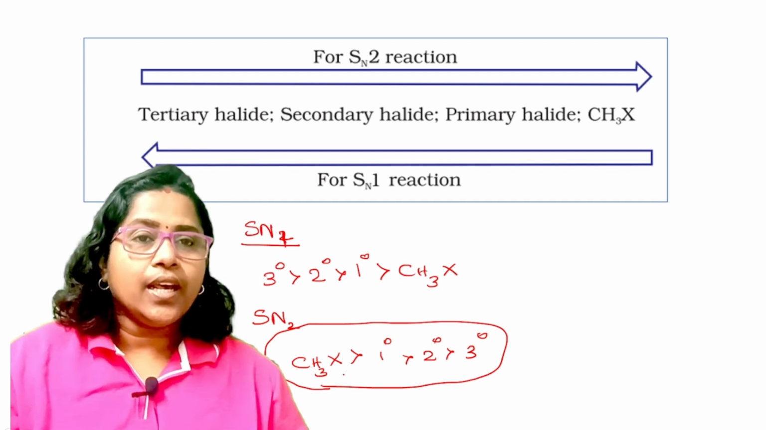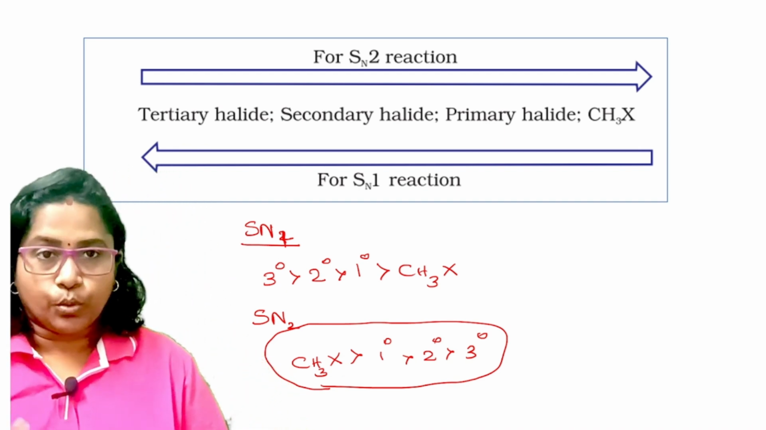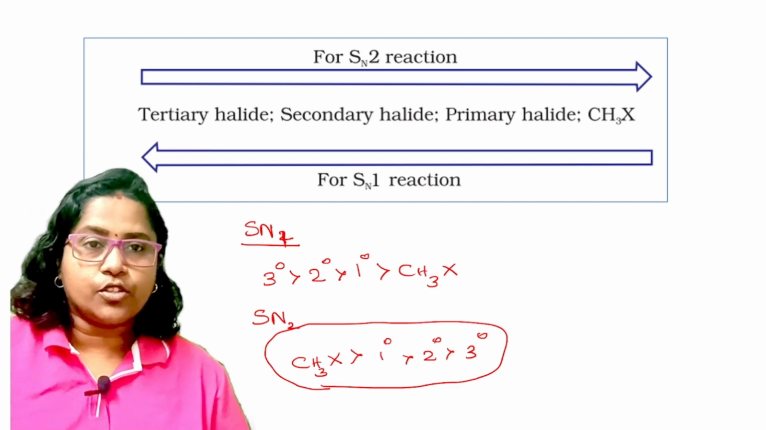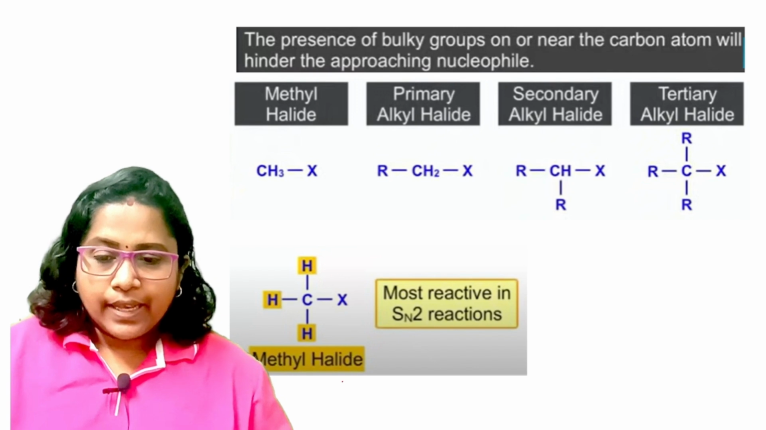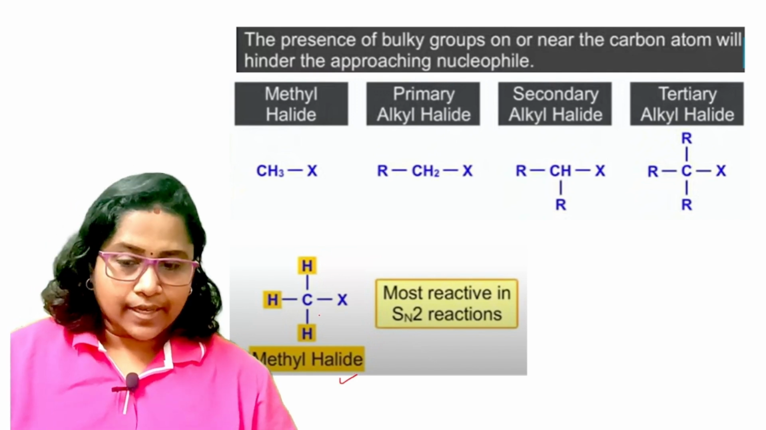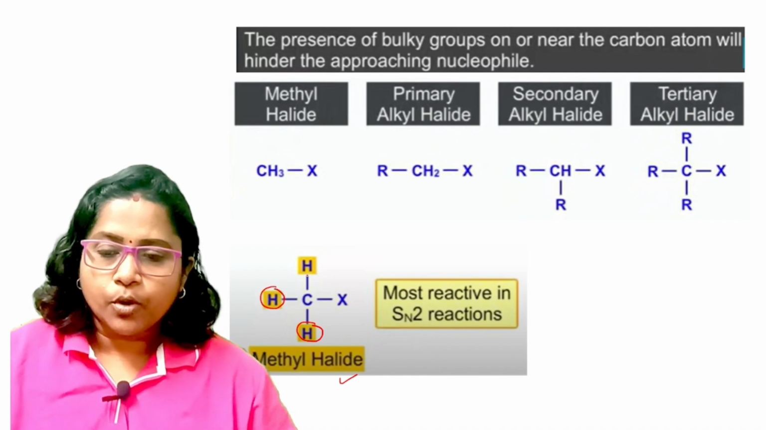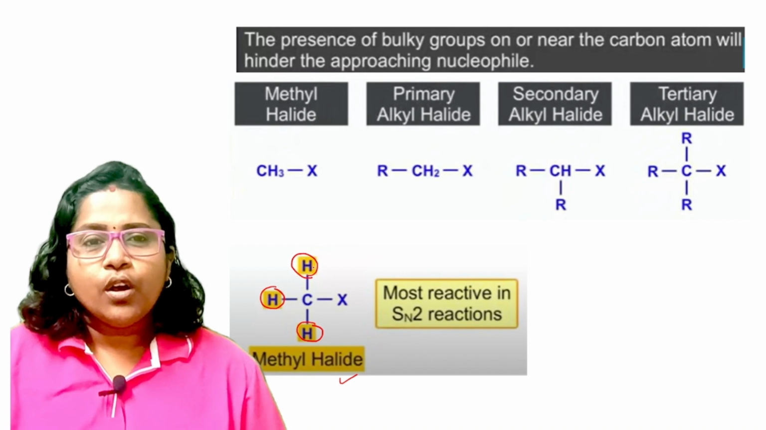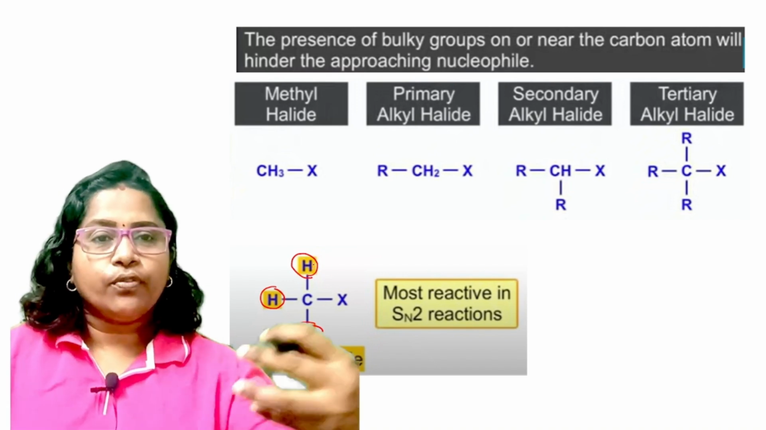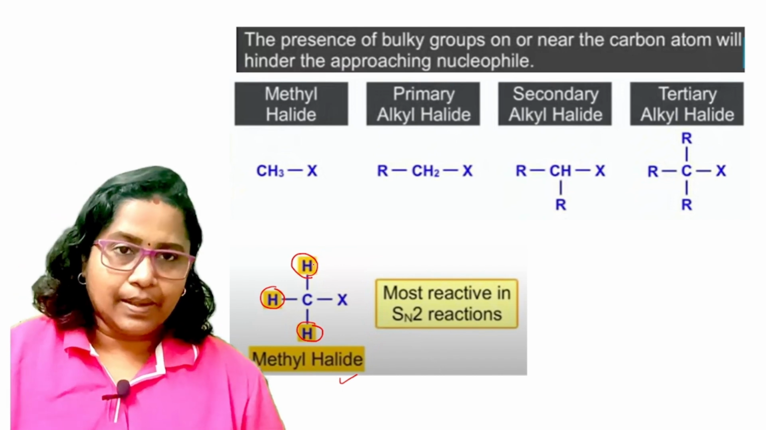So here usually you will get some questions. Why is tertiary not preferring SN2? Because see, in the case of methyl halide, that is CH3X, what happened? All our substituents are hydrogen atoms. So it's a very small atom. So if a nucleophile is approaching through the backside, the attack is very easy.